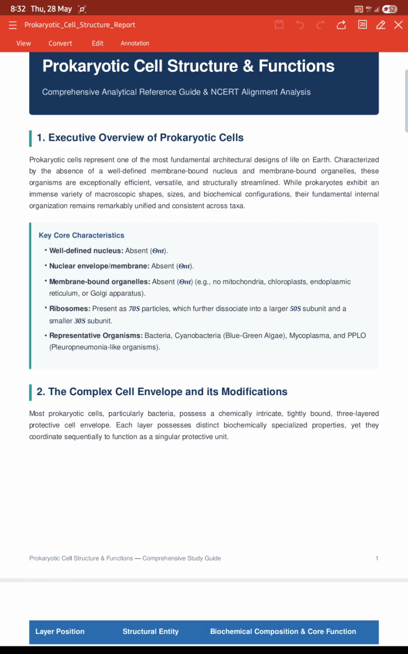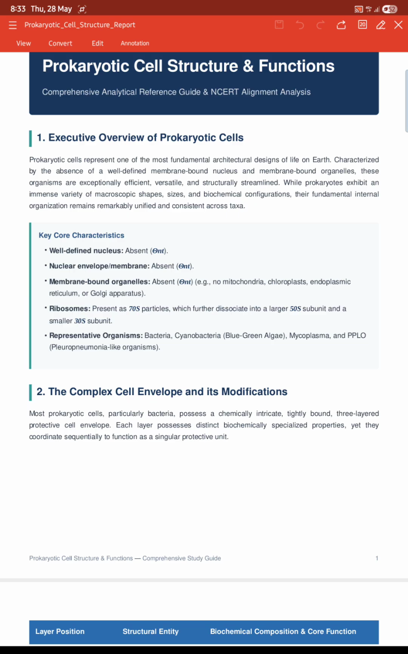Let me read first. Prokaryotic cells represent one of the most fundamental architectural designs of life on the earth, characterized by the absence of well-defined membrane-bound organelles and a membrane-bound nucleus. These organisms are exceptionally efficient, versatile, and structurally streamlined. While the prokaryotes exhibit an immense variety of microscopic shapes, sizes, and biochemical configurations, their fundamental internal organization remains remarkably unified and consistent across the taxa.